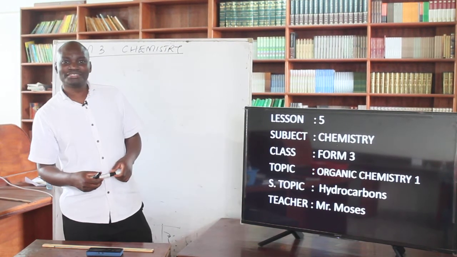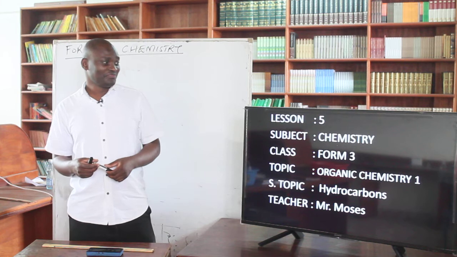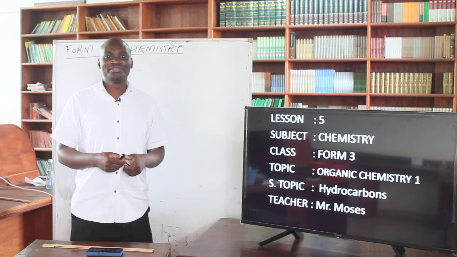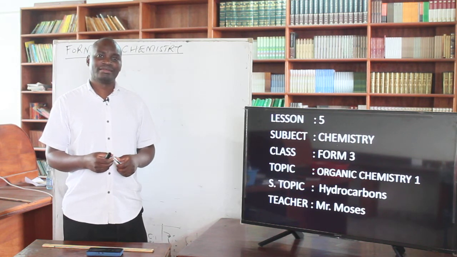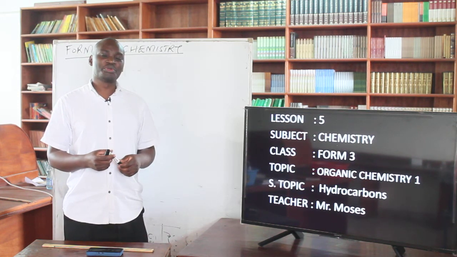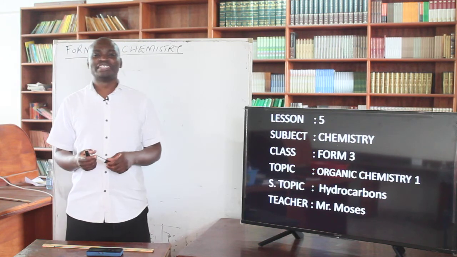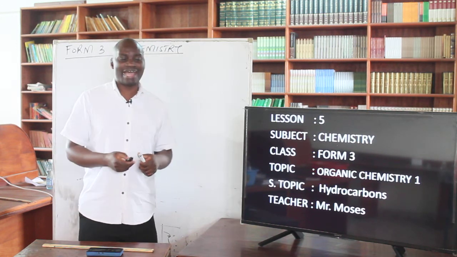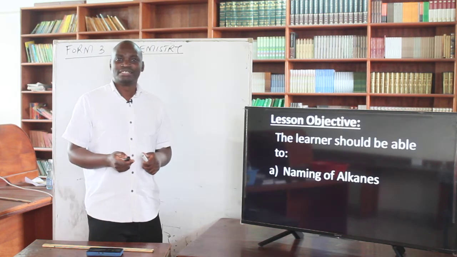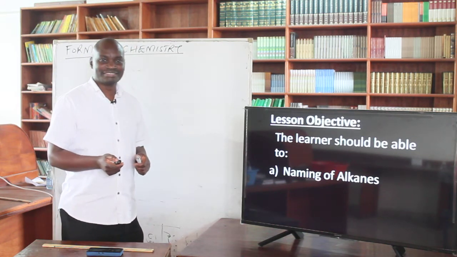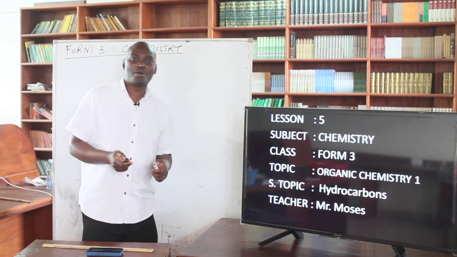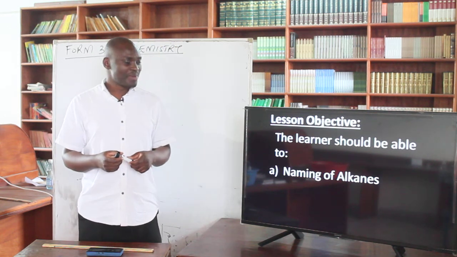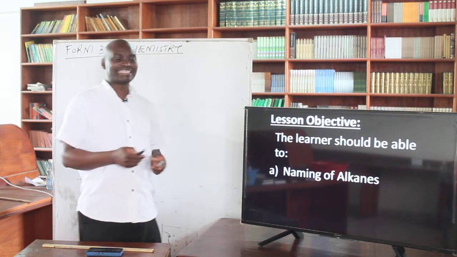Yes, welcome back students for our 5th lesson under Organic Chemistry 1. We are still dealing with the hydrocarbons, that is alkanes. Just to remind you, hydrocarbons are divided into 3 classes: alkanes, alkenes, and alkynes. Now we started by looking at the alkanes, and that brings us to our objective today. At the end of this session, you must be able to name the alkanes.